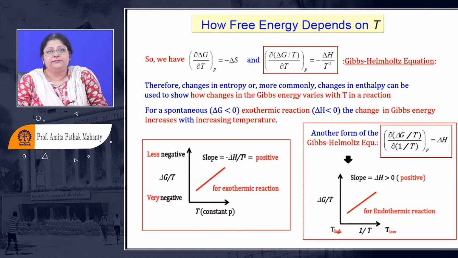How will the slope look like? The slope will be something like this. So if the slope is like this, that means the value of the slope will be what? Minus delta H by T square. Negative. Yes, negative, right?